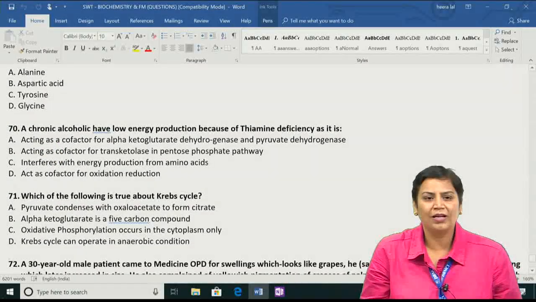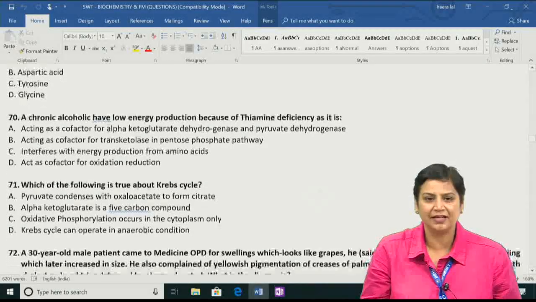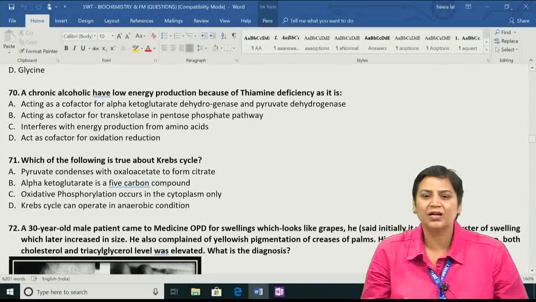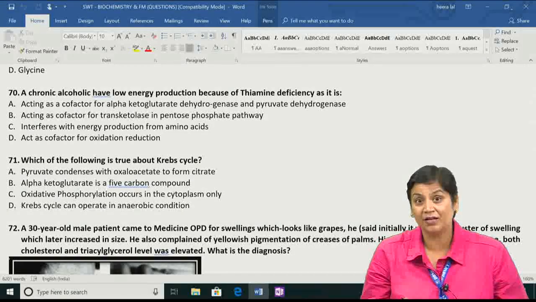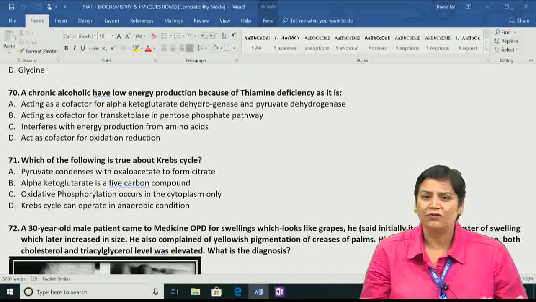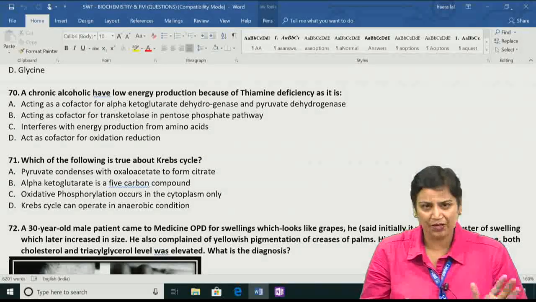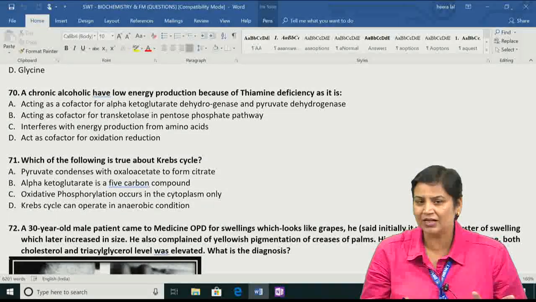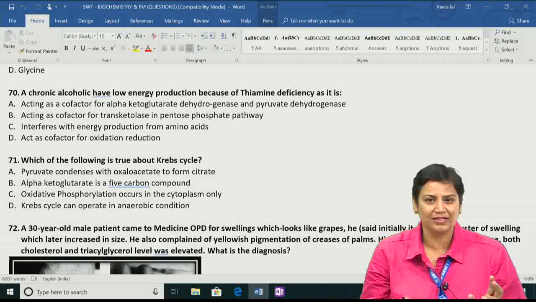A chronic alcoholic has low energy production because of thiamine deficiency as it is. Whenever we talk about thiamine deficiency, the active form of thiamine is TPP, and it is a very important coenzyme of PDH, pyruvate dehydrogenase complex, alpha ketoglutarate dehydrogenase and transketolase. Now what are the reactions catalyzed by these enzymes?